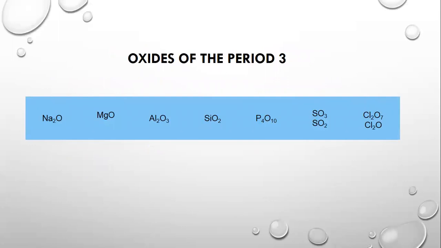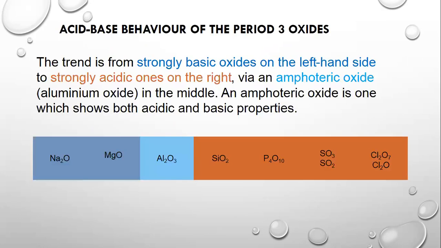Period 3 oxides have the formula sodium oxide with formula Na2O, magnesium with formula MgO, aluminium with Al2O3, silicon with SiO2, phosphorus with P4O10, sulfur has two oxides, SO3 and SO2. Chlorine has many oxides, but here we will discuss only two oxides, Cl2O7 and Cl2O. Now, what is the acid-base behavior of period 3 oxides?